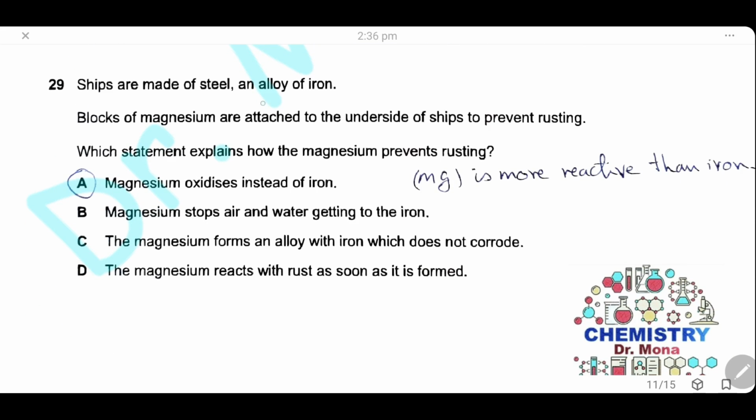Question 29. Ships are made of steel, an alloy of iron. Blocks of magnesium are attached to the underside of the ship to prevent rusting. Which statement explains how the magnesium prevents rusting? Magnesium is more reactive than iron, so it will oxidize instead of iron, or in preference to iron. So the answer is A. All other answers are incorrect.